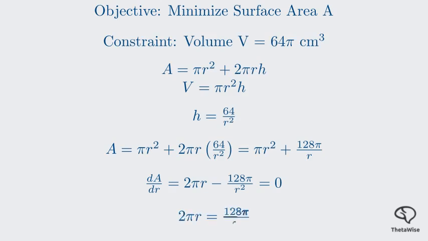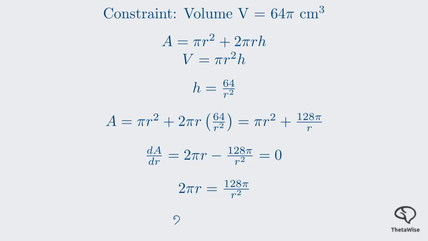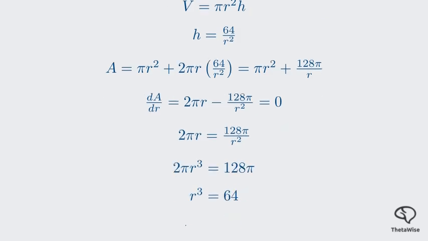Setting this to 0, we find 2 pi r equals 128 pi over r squared. Multiply both sides by r squared to get 2 pi r cubed equals 128 pi. Dividing by 2 pi gives r cubed equals 64. The cube root of 64 is 4, so r equals 4 centimeters.